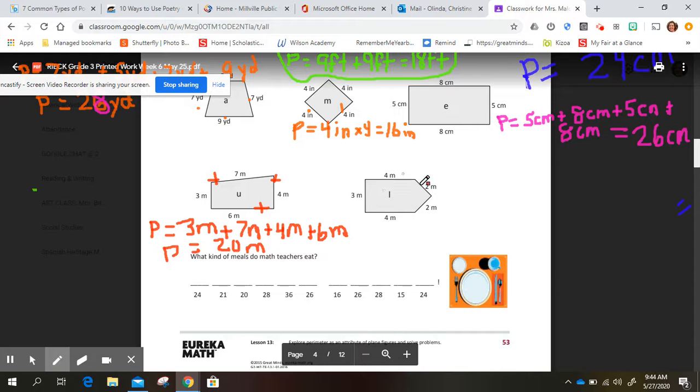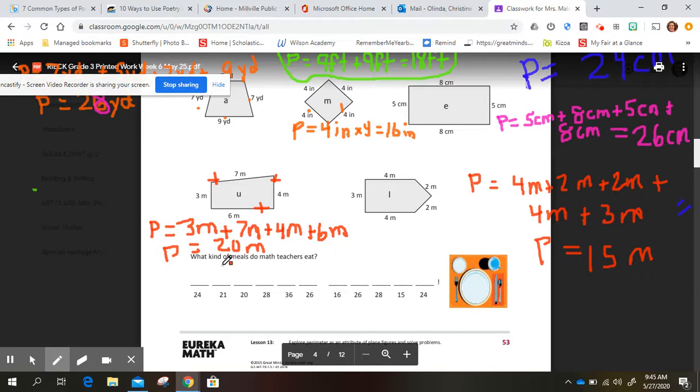And then the last one, 3, 4, 2, 2, 4. So I'm adding all of these sides. Perimeter equals 4 meters plus 2 meters plus 2 meters plus 4 meters plus 3 meters. So 4 plus 2 plus 2 plus 4 plus 3. So I know that 2 plus 2 is 4, plus another 4 is 8, plus another 4 is 12, plus another 3 is 15. So the perimeter equals 15 meters.